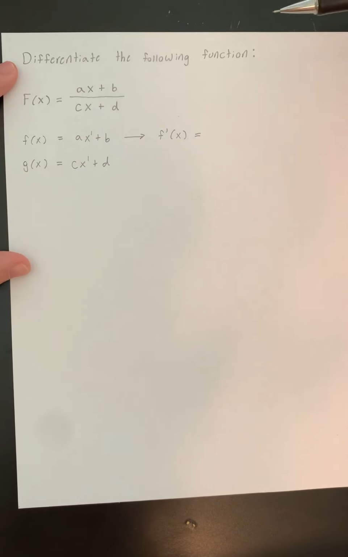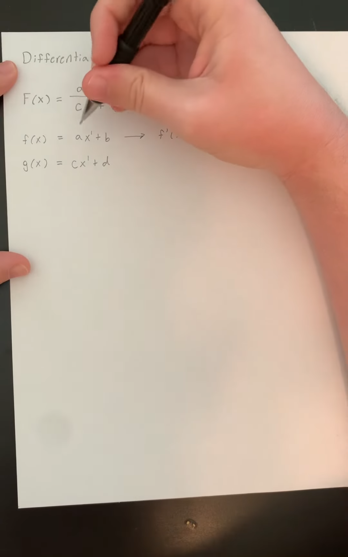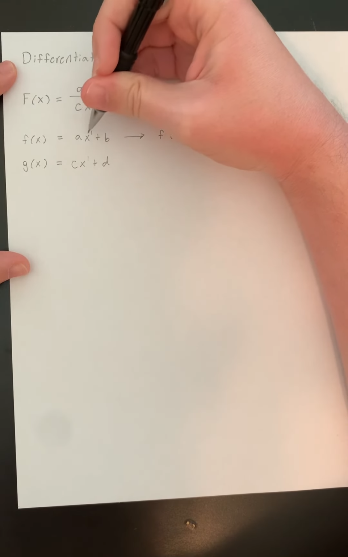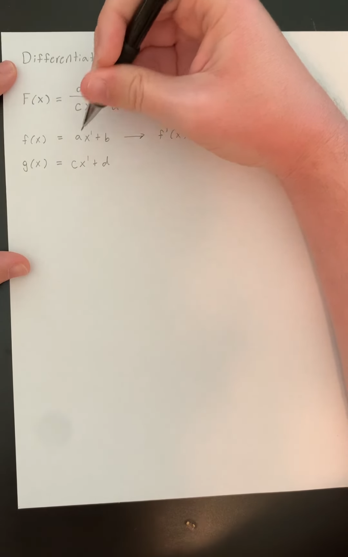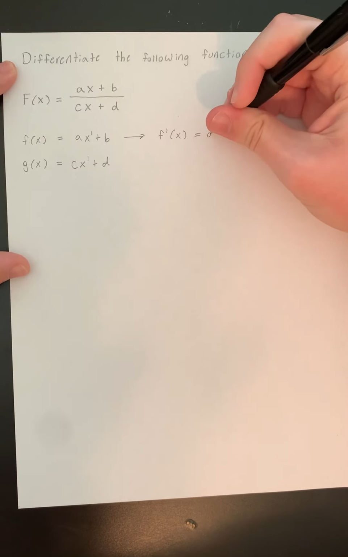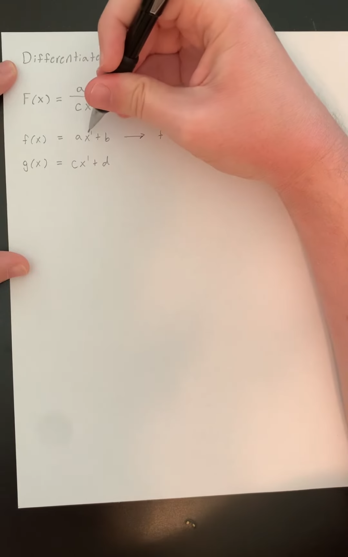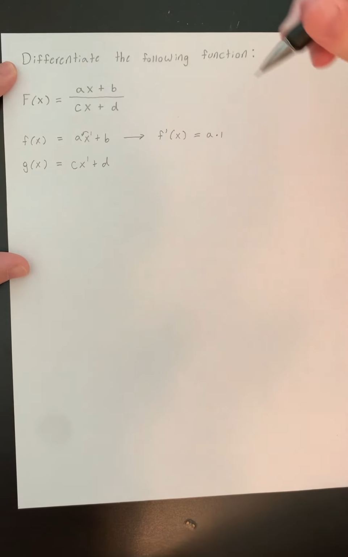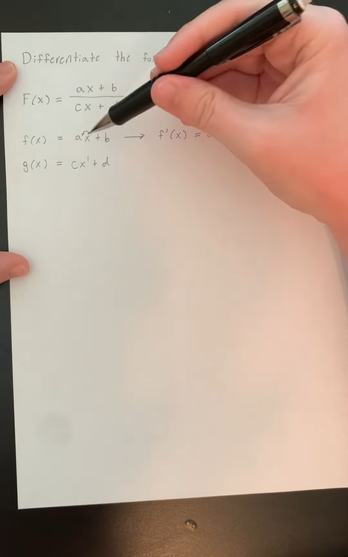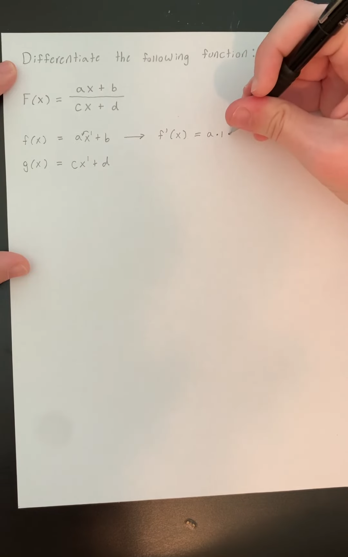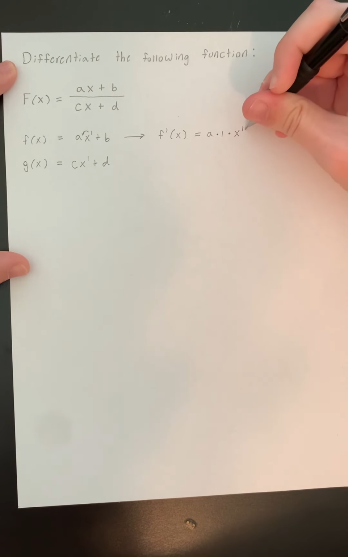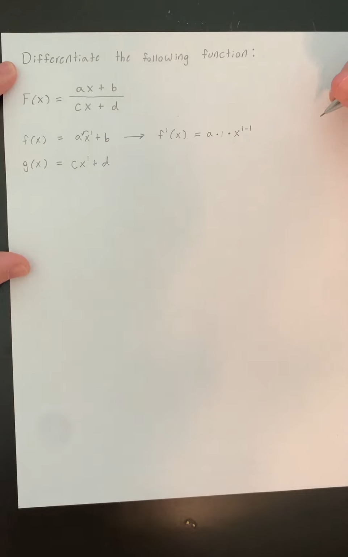When you're differentiating something, you take whatever is in the exponent and bring it out front. So this becomes a times 1, because we're taking this one and putting it out front like that. Then what we do to the exponent is subtract 1 from it. And that's how we do this sort of differentiation.